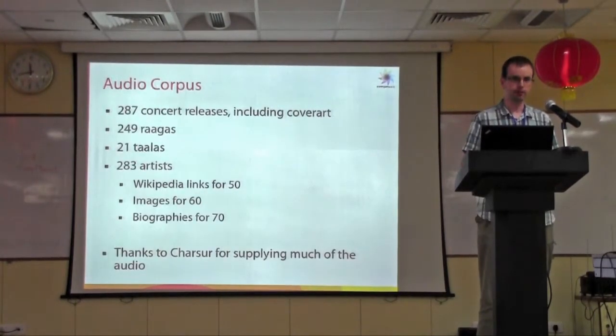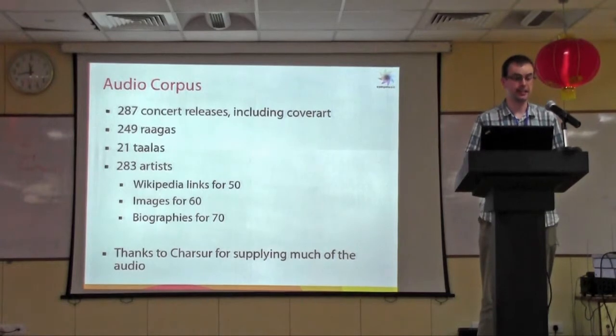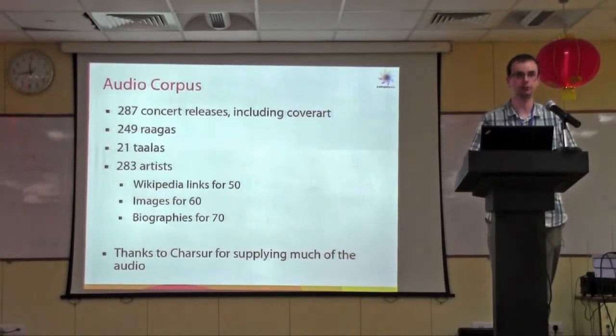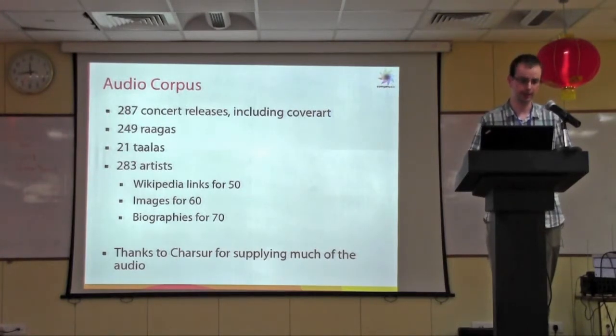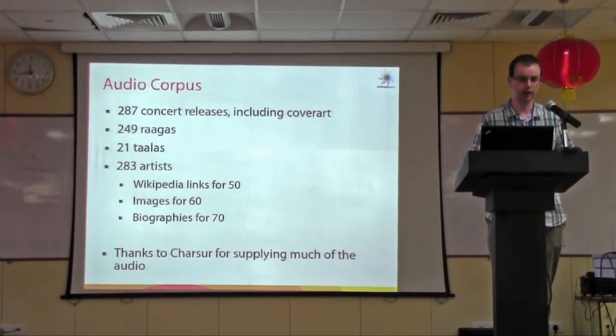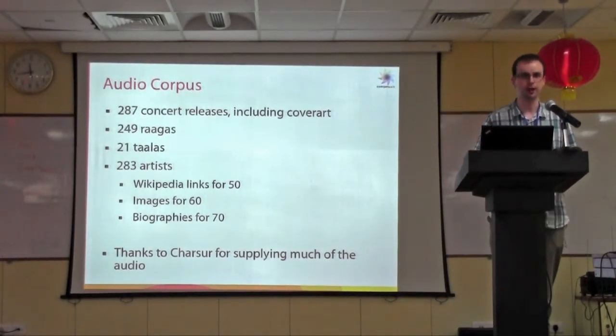And so, finally, talking about these CDs. So we've got 287 CDs that we've added to Musicbrainz. We have a lot of metadata for the CDs, including the cover art. We've got ragas and talas listed for most of the tracks in the database, covering almost 300 artists. And we're starting to find information about these artists. For example, biographies, images, Wikipedia links. But as you can see, we've still got a lot to go.